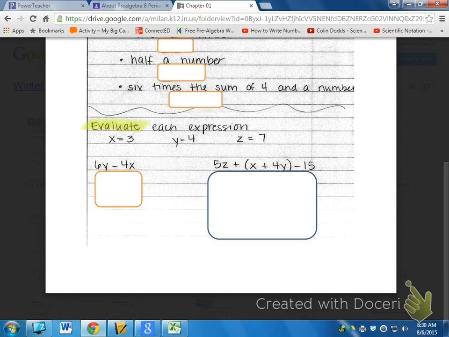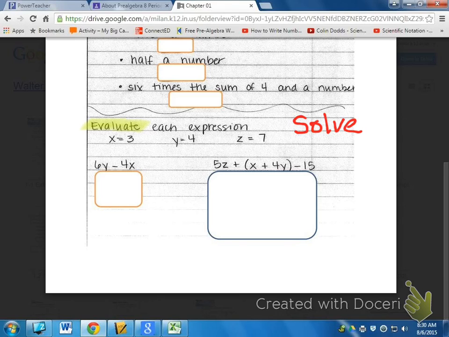What does evaluate mean? Somebody that hasn't answered yet today. Braxton. Yeah, solve it. Give me the answer. Give me the number. We're going to evaluate. Solve it.